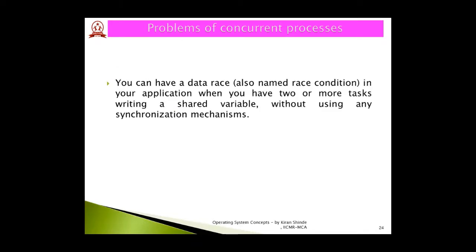You can have this particular problem which is called a data race, or it is also called a race condition, from the database management system perspective. In your application, when you have two or more tasks writing a shared variable without using any synchronization mechanism. It means when there is a resource which is getting shared by more than one process, and the processes are trying to not only share but also modify that shared resource at the same time. Okay, so the problem which will arise will be called a data race.